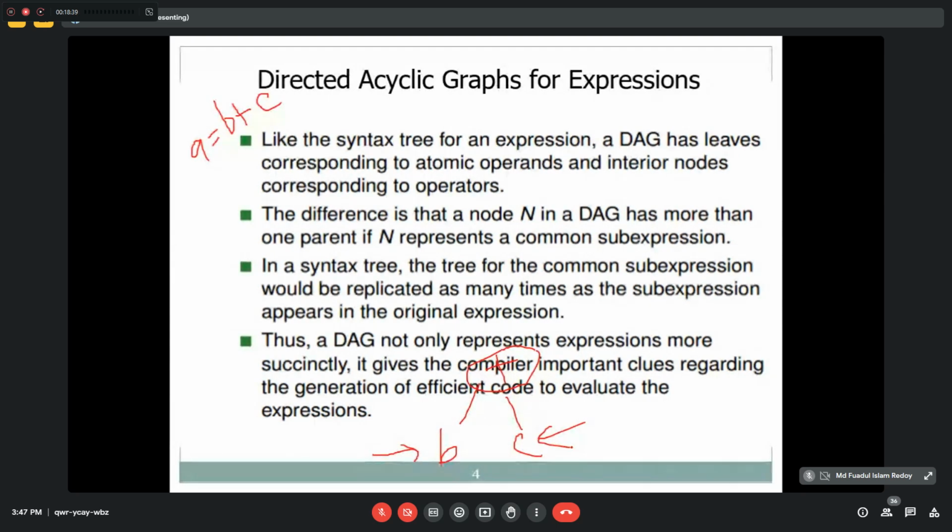There is another modification in the directed acyclic graph, that is the internal node also contains the calculated value. And what is the calculated value of this one? B plus C. So this internal node also contains the result. Got my point? This one also contains the result, and the result is B plus C. So your internal node also contains the result in a directed acyclic graph. Got my point, everyone? Hello? Yes, sir.